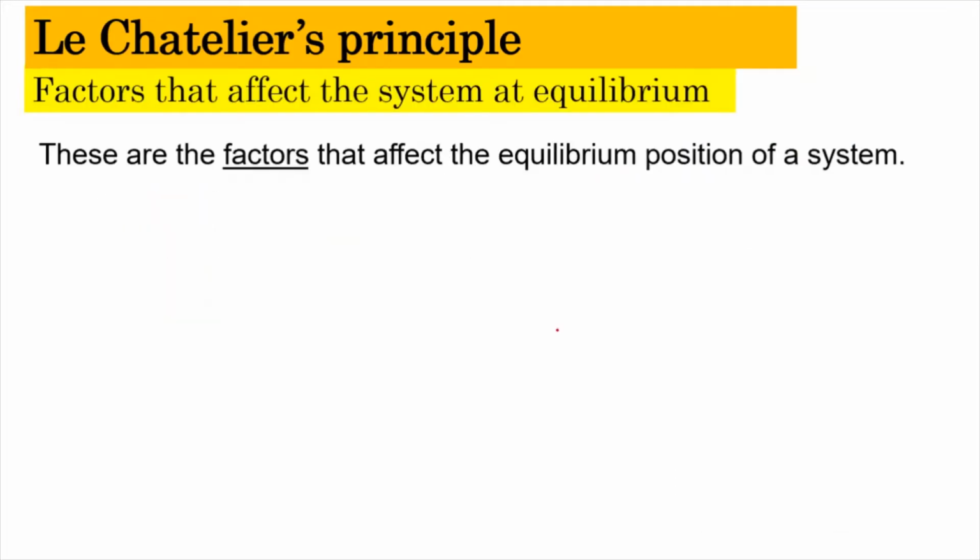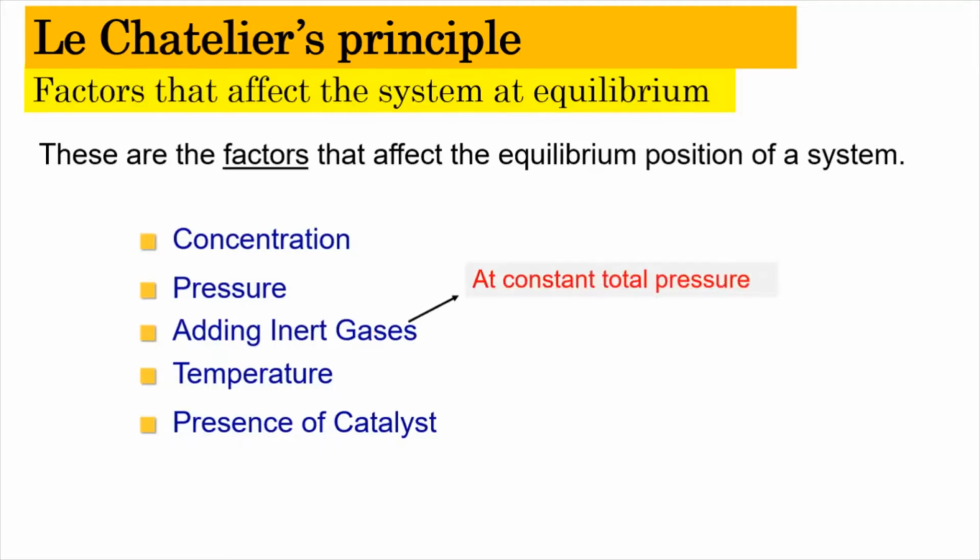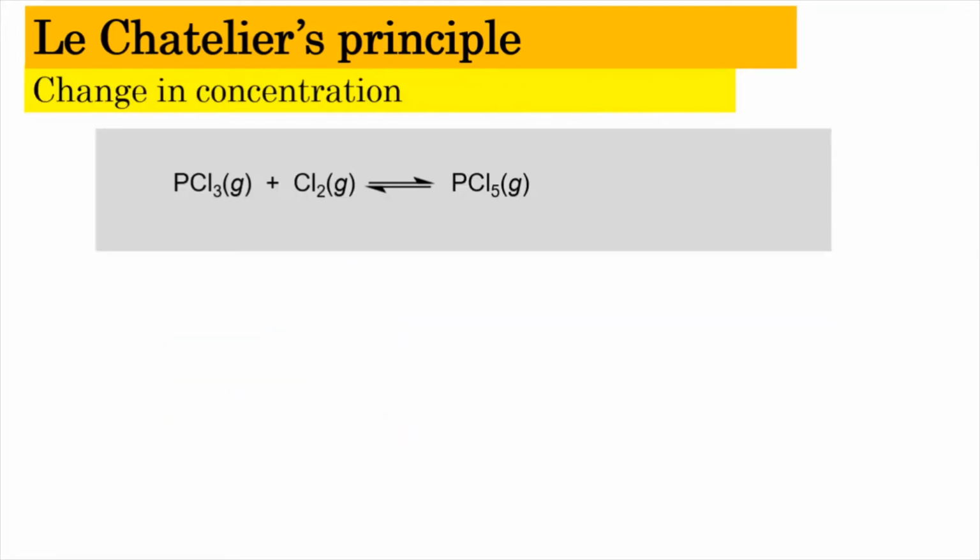Okay, and these are the factors that are going to affect the equilibrium position of a system. The factors include the concentration, the pressure, the adding of inert gases, and then we have the temperature as well as the presence of catalysts. For the adding of inert gases, we're going to look at two situations: the first at constant total pressure, and the next at constant volume. So now let us look into the change in concentration first, which is the first factor.